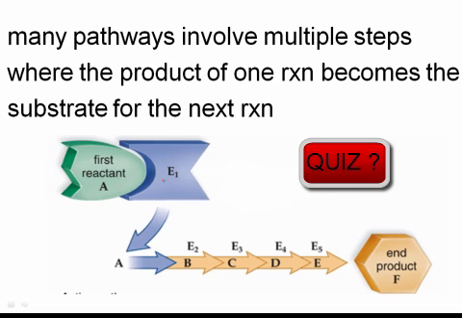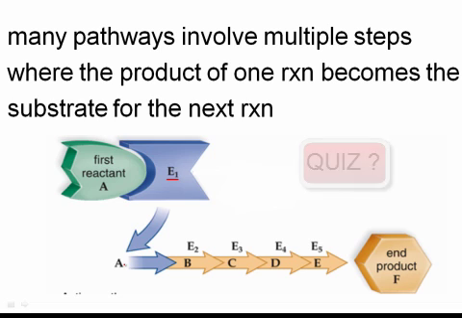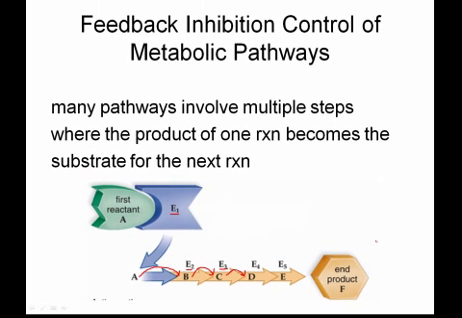Here the first enzyme, enzyme 1, and the first substrate, which is reactant A. This is changed into molecule B, and then enzyme 2 changes that into molecule C, and then enzyme 3, and so forth. So a number of reactions that are placed together in this pathway. Eventually we get to end product F. So reactant A becomes end product F, but there are many small steps in the pathway and a number of enzymes.